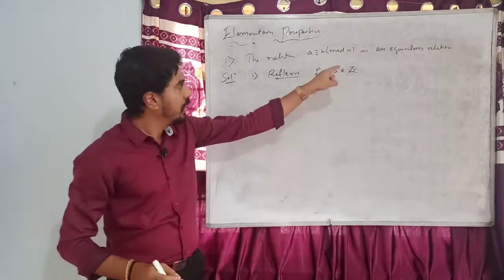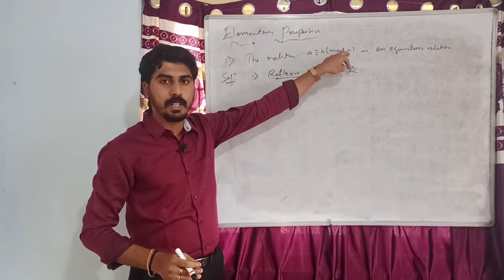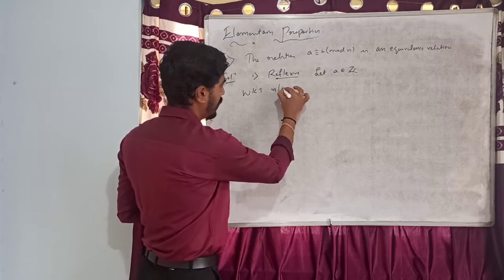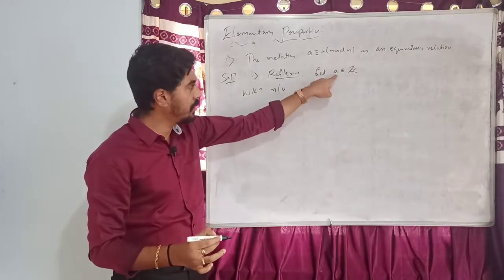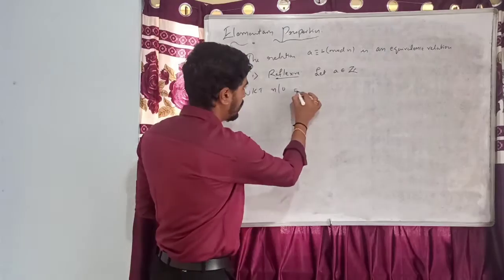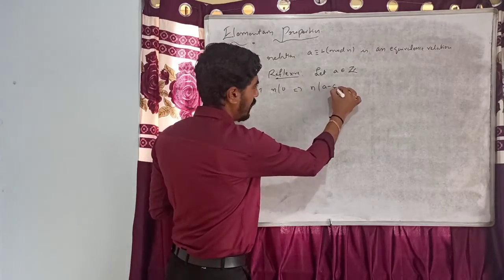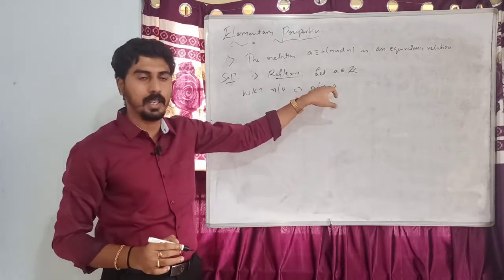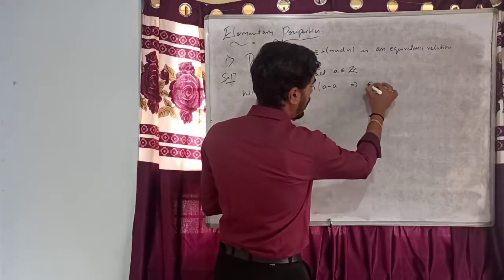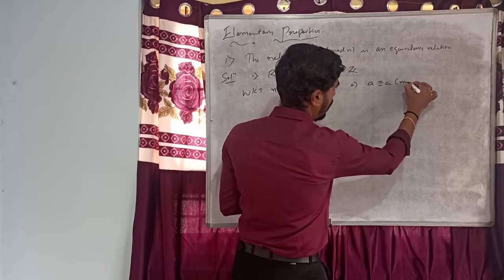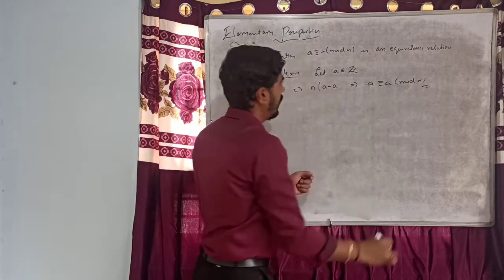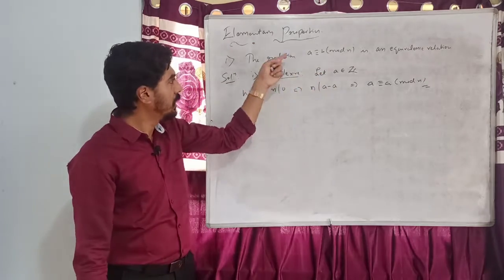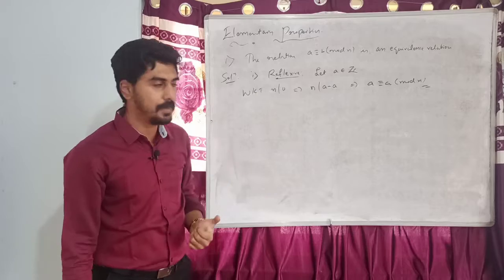We know that since n is a fixed positive integer, n divides 0. But 0 can be written as a minus a, and hence n divides a minus a. By the definition of congruence, since n divides a minus a, we have a congruent to a modulo n. Since a is arbitrary, this is true for every integer a, therefore this relation is a reflexive relation.